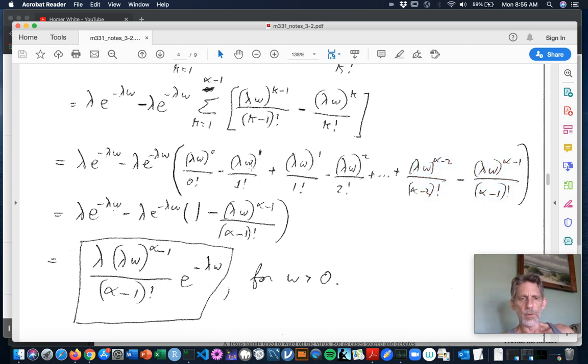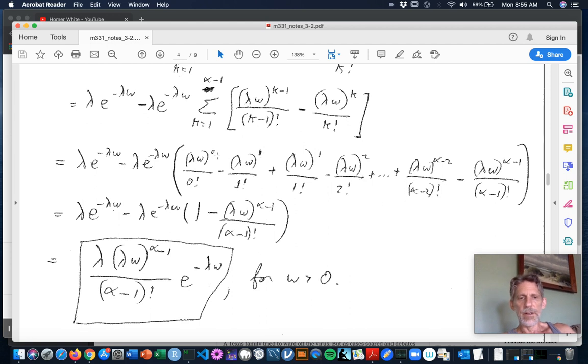And lo and behold, there's a bunch of cancellation. This little minus here, minus lambda w to the 1 over 1 factorial, cancels this plus term here. And this minus term here cancels the term that you just don't see written coming right after it, the beginning of the k equals 2 term. And that kind of cancellation is going to keep going.